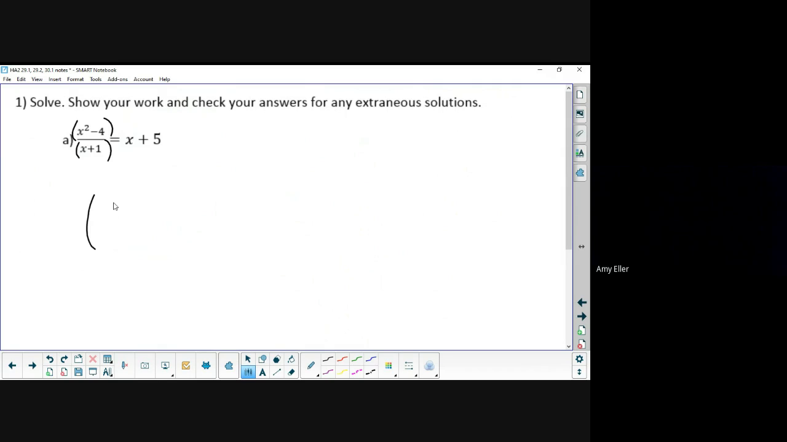X squared minus 4, parentheses, divided by, keep typing. I get 0.875.